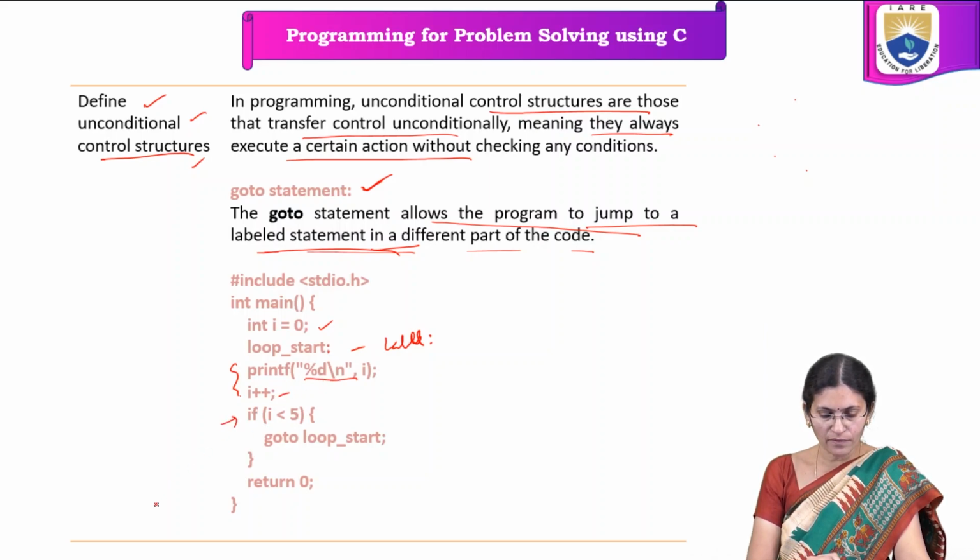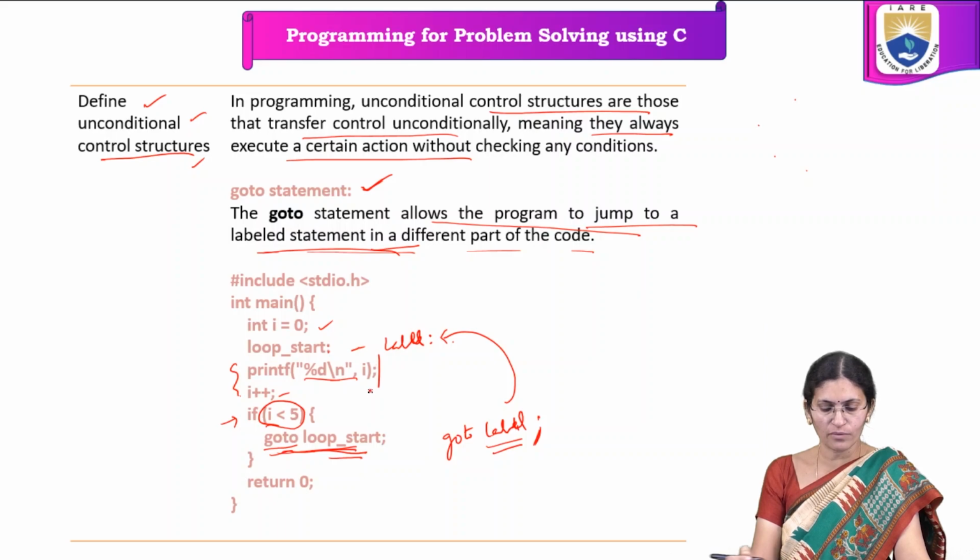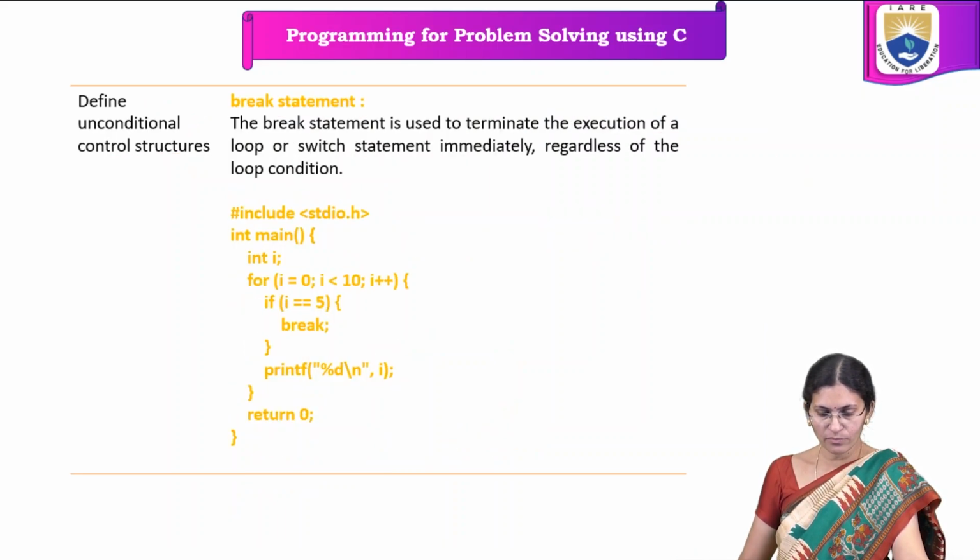Then here we have written the if condition. If this condition is true, then this statement will be executed. Here we have written goto followed by the label name. Whenever we see goto and then the label followed by a semicolon, wherever this label name is, the control is transferred there. After this, whatever statements are defined there will be executed. In this way, the goto statement performs.